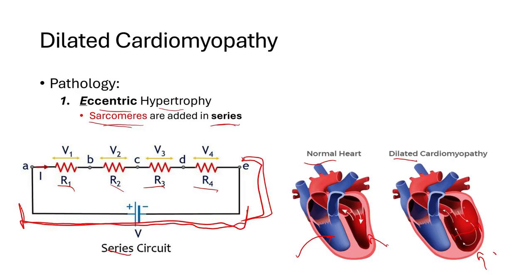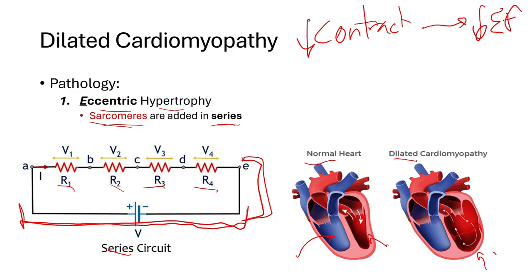This thinning leads to decreased ability of contraction. So dilated cardiomyopathy is associated with decreased contraction. This decreased contraction leads to a decrease in ejection fraction. Hence the term HFrEF, or heart failure with reduced ejection fraction. If I do not have enough muscle in order to contract, that blood is not going to go anywhere.